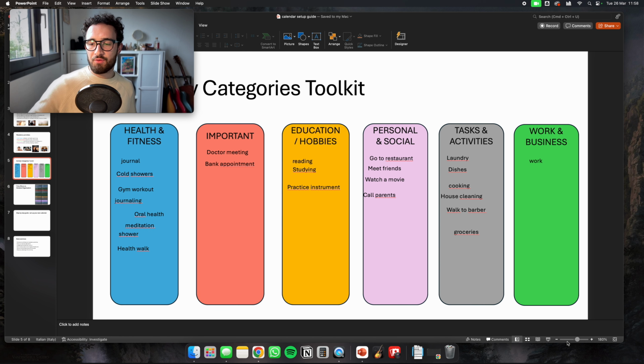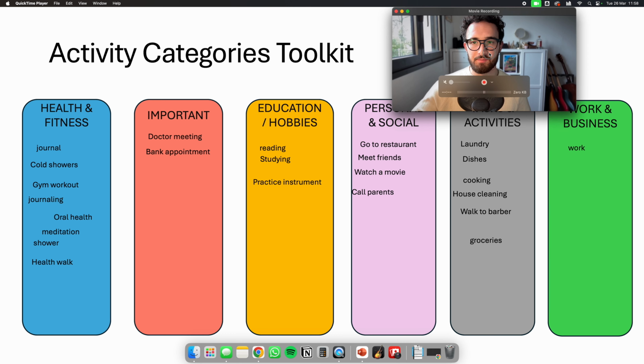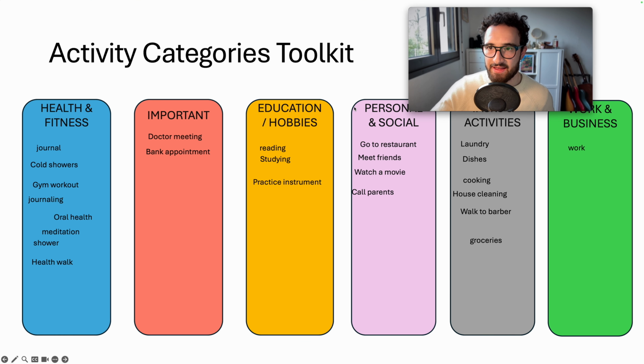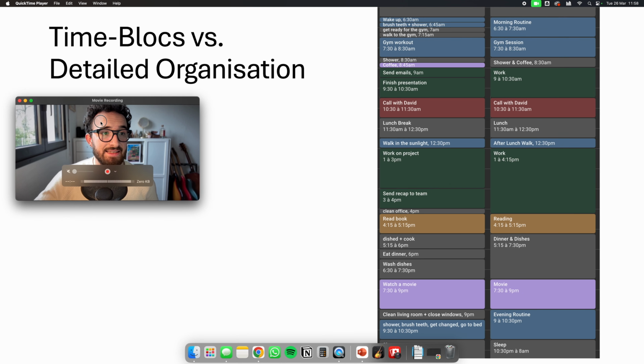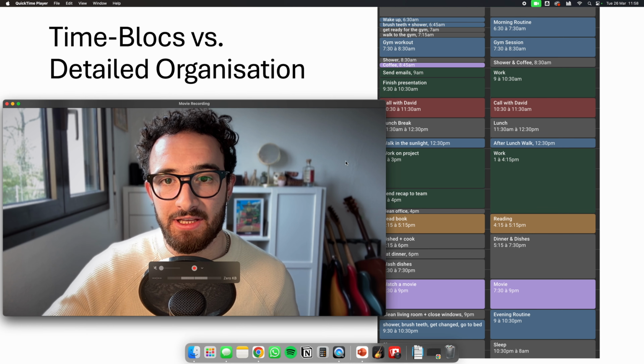Okay, so this looks like this. You'll see in the calendar that it really helps to categorize and color code different activities. Time blocks and detailed organization. This is extremely important as well.